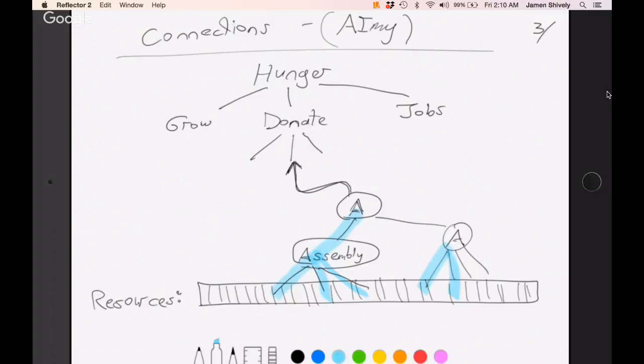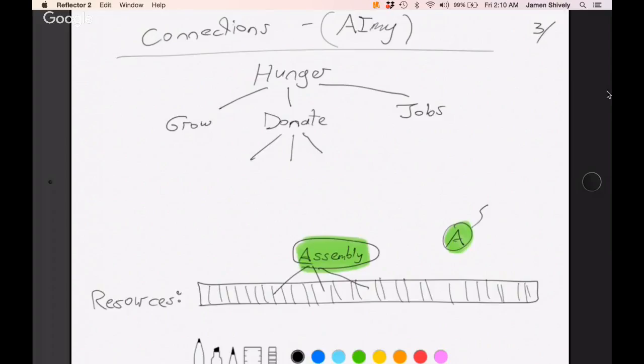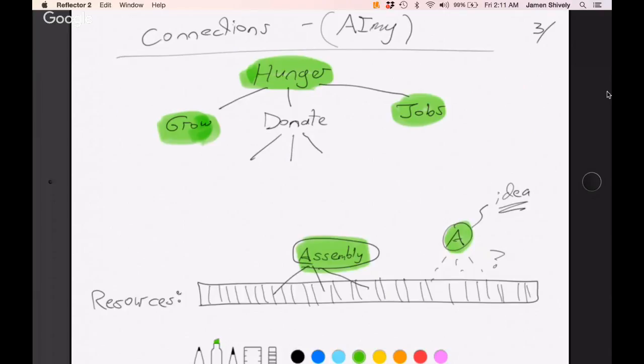All that had been figured out is that certain resources had been identified, and some of those resources had been assembled into an assembly, others had not. I'm going to highlight actual conversations in green. Here's a conversation about this assembly of resources. This other one in green is about the idea of creating an assembly of resources, but you don't even know which resources yet, so I'll represent this with question marks. Up here, there have been conversations about helping people grow their own food, helping people get jobs, and other conversations about hunger as a world problem: how big is it, where is it, what's the cause, et cetera. And there have been some conversations about donations, but that's it.